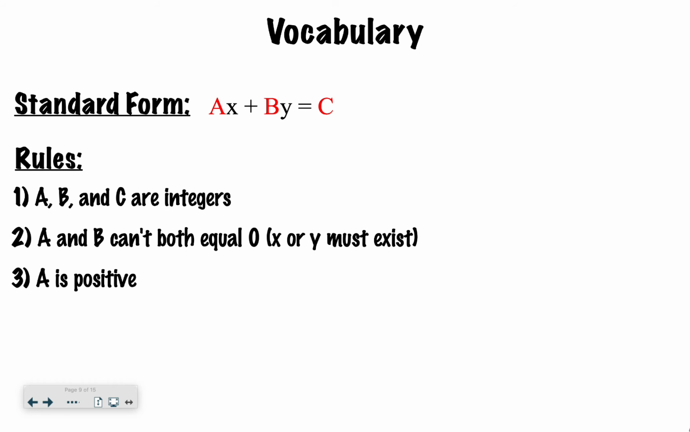Okay, so standard form is ax plus by equals c. Now, the rules for standard form is that a, b, and c are integers. That means no decimal and no fraction. Okay, no decimal and no fractions. A and b can't both equal 0, so meaning you have to at least have an x or a y, okay? And then a is positive.